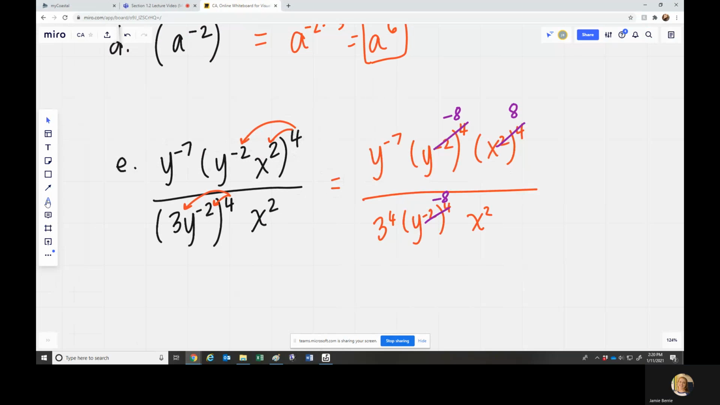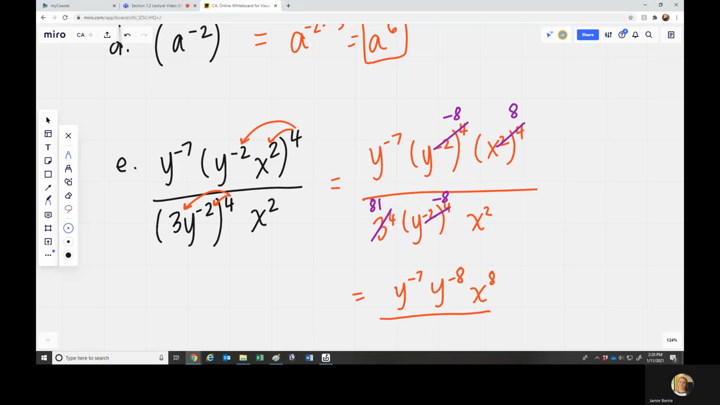All right. So we could go ahead and say, okay, well, we know that's 81. All right, now let's continue in our problem. Just kind of write what we have. y to the negative 7th times y to the negative 8 times x to the 8th, divided by 81 times y to the negative 8 times x squared.